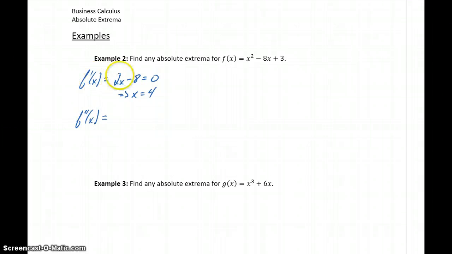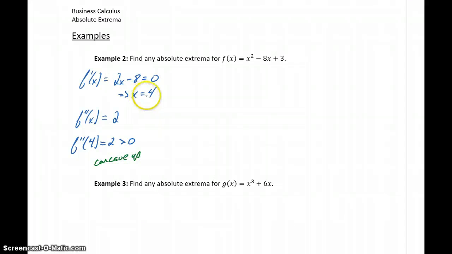So taking the derivative of the derivative, we would get 2. Our second derivative evaluated at 4 then would be 2, since there is no x variable in there. So that's going to be positive for any value. So in this case what we have is a function that's concave up. So we have our first derivative equal to 0 at x equals 4, and our function is concave up, which means x equals 4 is a local minimum.